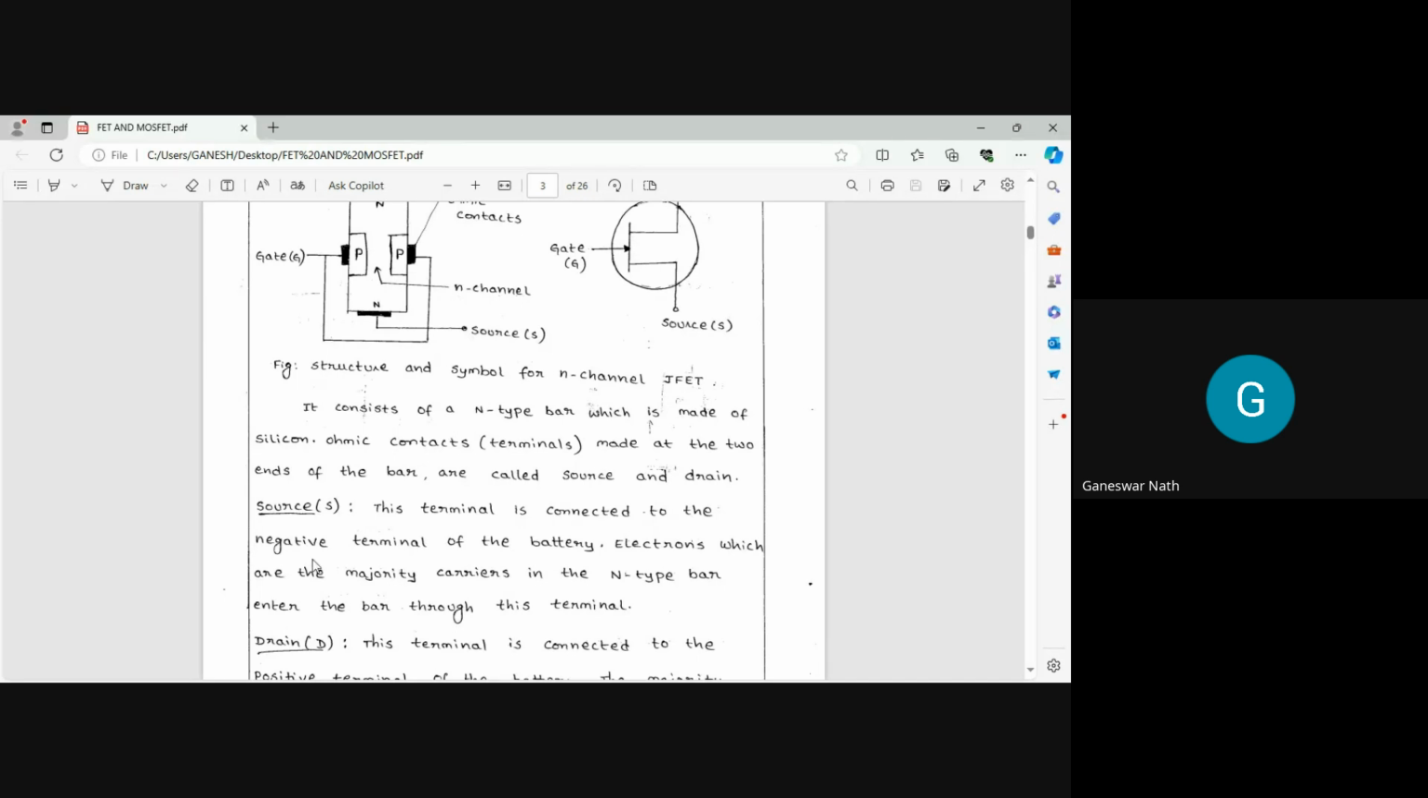Okay, and electrons, which are moving as the carriers in the n type bar, enter the bar through its terminal actually.